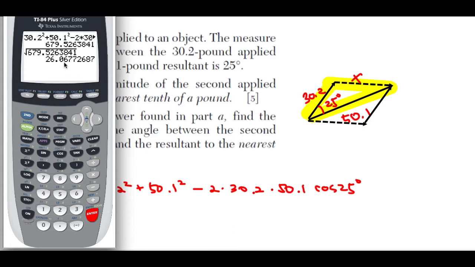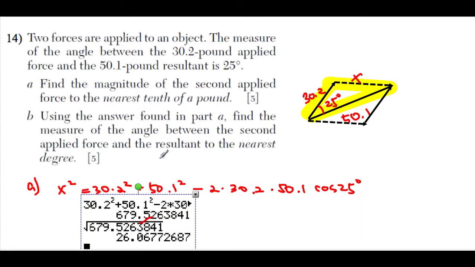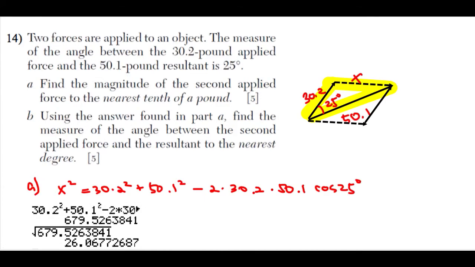Get 26.06. So here, our answer, x becomes, and then put it to the nearest tenth of a pound, so 26.1 pounds would have been our answer. Alright, so that's A. How about B?